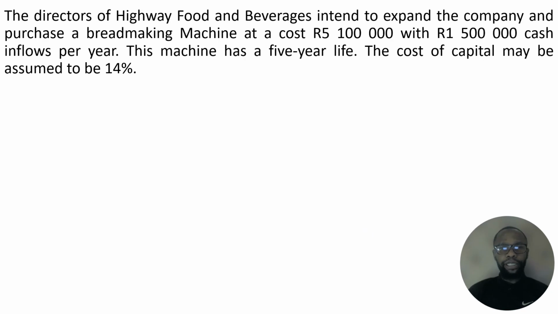Our question today is: the directors of Highway Food and Beverages intend to expand the company and purchase a bread making machine at a cost of 5,100,000 with 1,500,000 cash inflows per year. This machine has a 5-year life. The cost of capital may be assumed to be 14%.